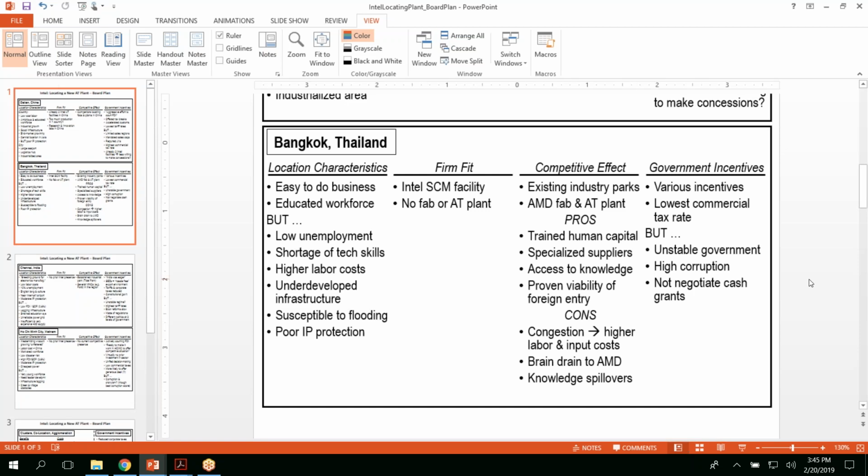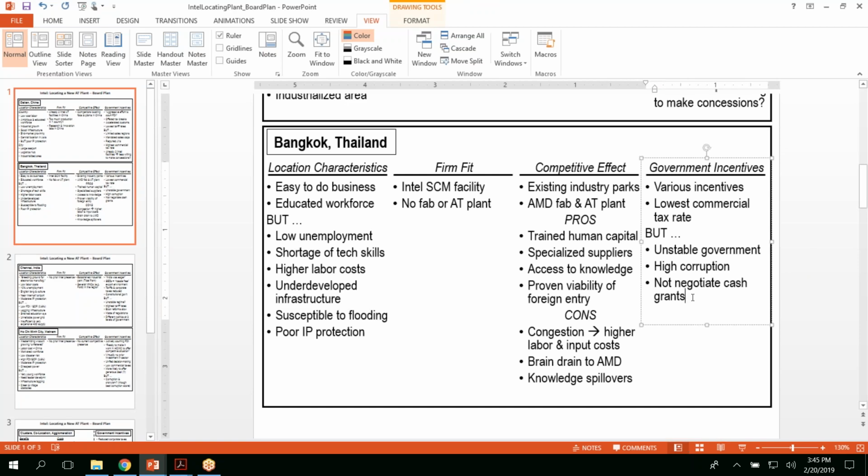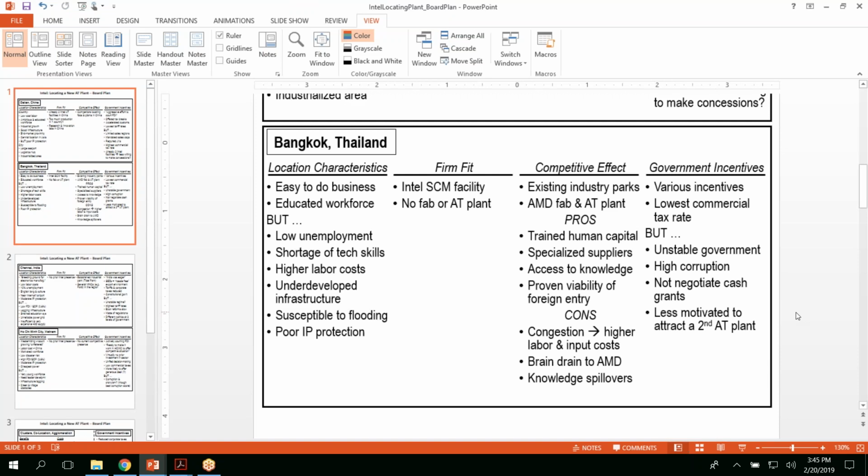What's the marginal benefit to Bangkok of one more semiconductor AT plant? The answer is not so much, right? So the government is going to be less motivated to offer those incentives. The idea is that the government is less motivated to attract a second AT plant, and so they're less likely to offer additional, strong incentives for Intel to locate there. All right, so that maps out to Bangkok and Thailand.